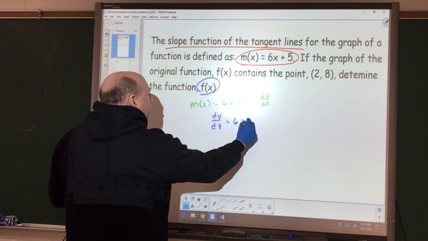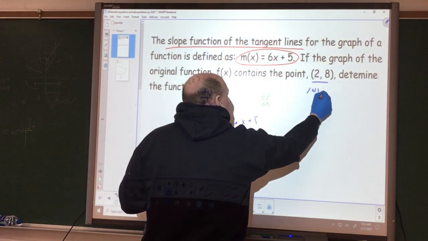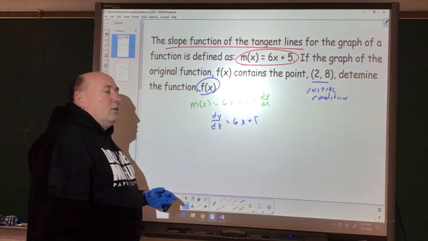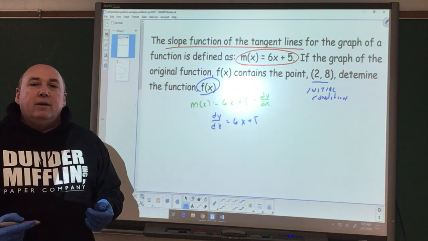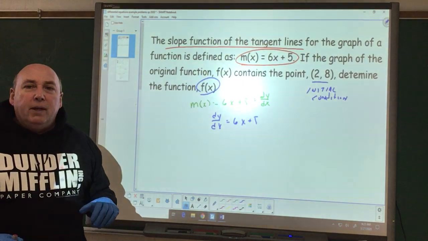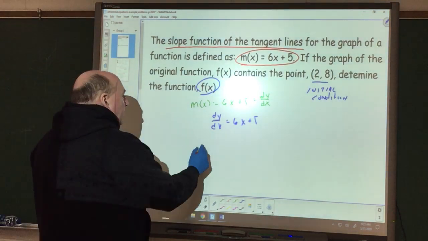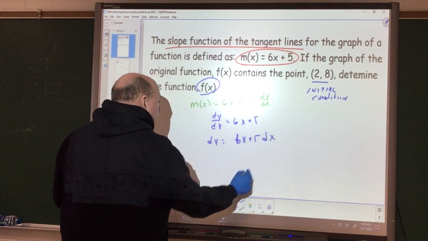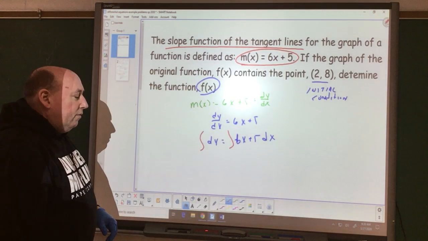is equal to 6x plus 5, we now have a differential equation with this initial condition. This is my initial condition, 2, 8. So we're just solving a differential equation. It doesn't change. It's just the verbiage that goes along with it is changed a little bit, but really we're doing the exact same thing. So we can separate our variables. dy is equal to 6x plus 5 dx. To get rid of our differentials, we can take the antiderivative.